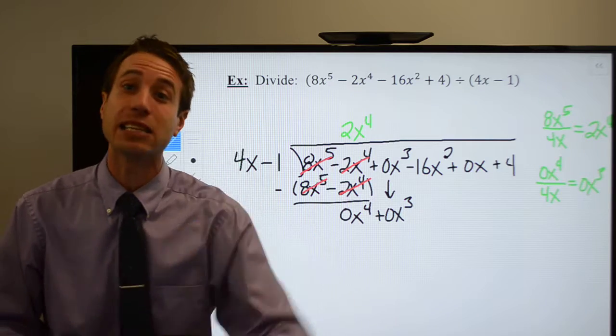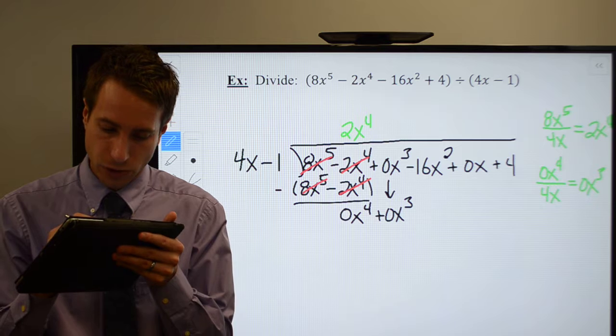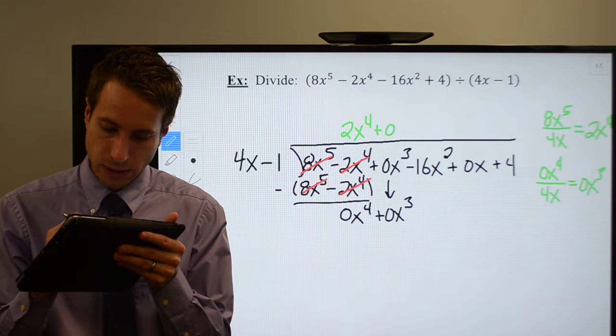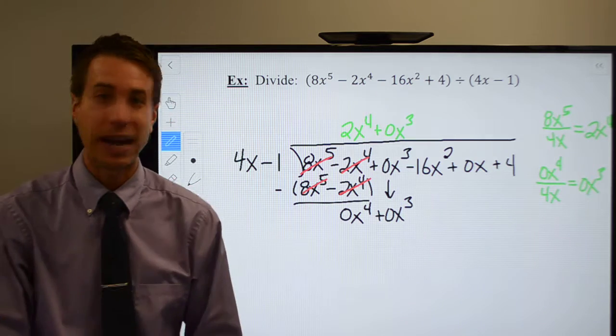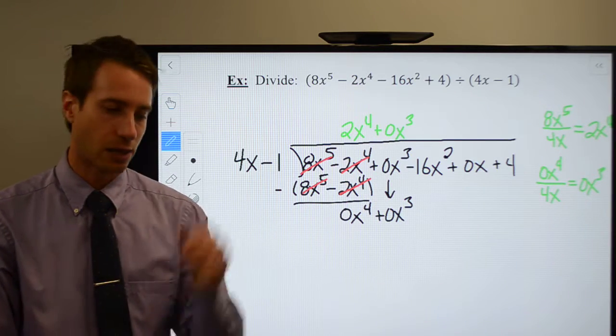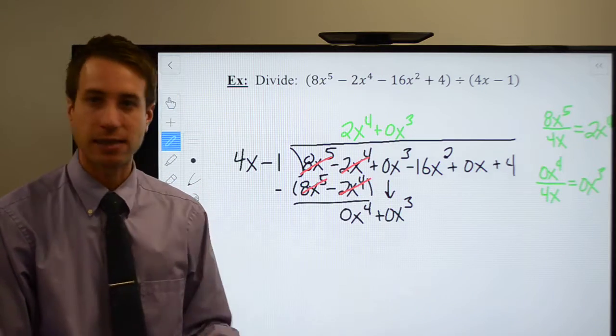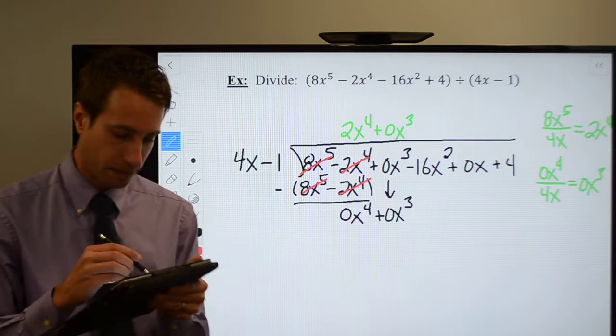Right now, I need those placeholders just to help me keep everything lined up. So plus 0x cubed, right? That actually won't be in my final answer, because it's just going to be a 0 and I can throw it out. I don't need it, but for now, I need it so that everything stays nice and lined up.